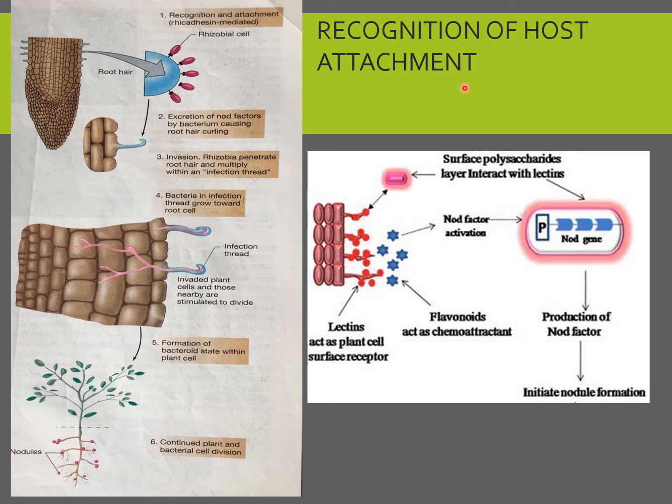So in the second step, that is attachment of rhizobium or bacterium to the root hair, the host plant secretes, along with the chemoattractants, certain compounds like lectins and trifolins which help the rhizobium to bind to the surface of the root, which means these compounds, lectins and trifolins, act as surface receptors on the plant cell. So to these receptors, the rhizobium will come and bind.